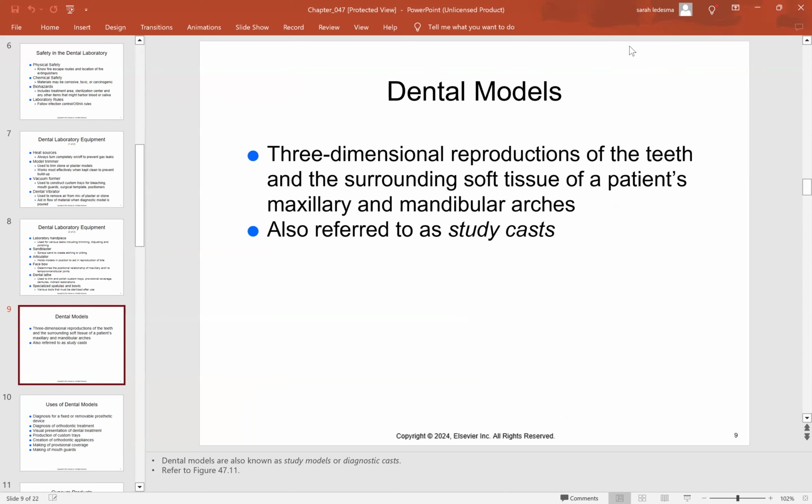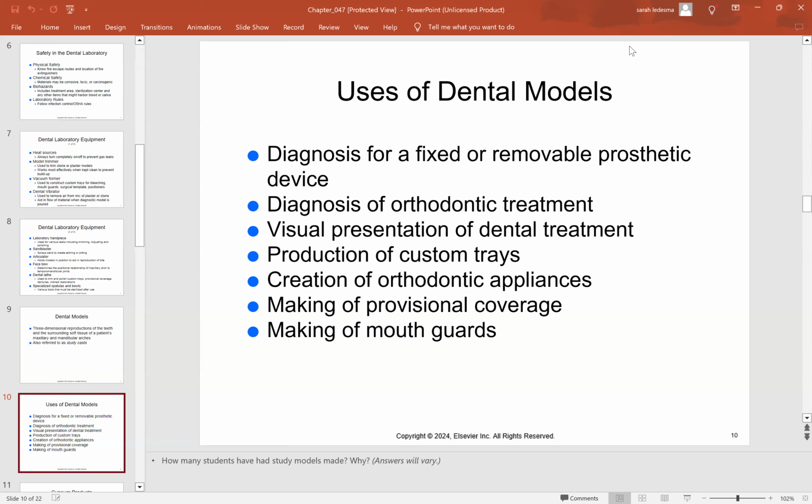Dental models are a three-dimensional reproduction of the teeth and the surrounding soft tissues of the patient's maxillary and mandibular arches. We might also refer to these as study casts. We would use these for diagnosis of a fixed or removable prosthodontic device, and diagnosis of orthodontic treatment.